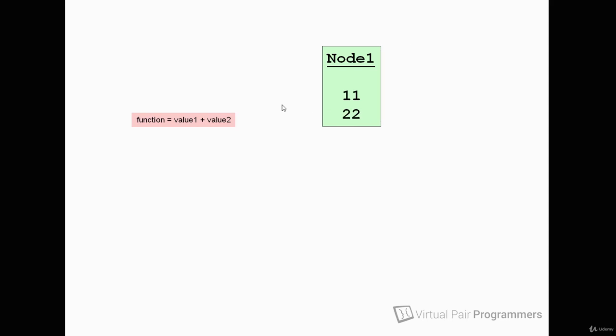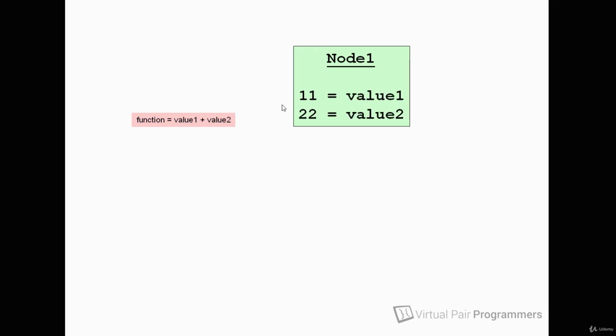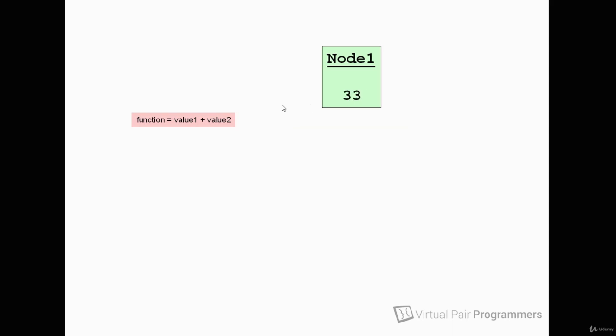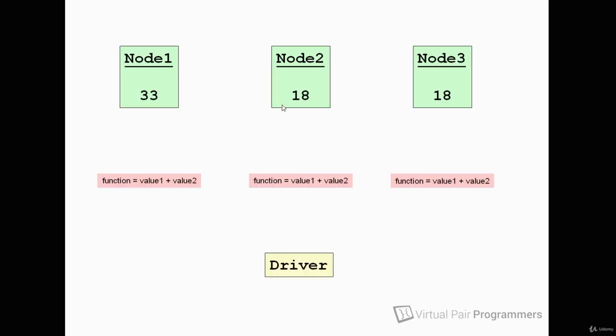Well, because we've only got two values left, then one of them will become value 1, one of them will become value 2. The function is applied, and for this node, we've reduced the problem down to the simple answer of 33. Now, presumably in parallel, the same process will have been happening on node 2 and on node 3. So we happen to have reduced down to the answers 18 on node 2 and 18 on node 3. That's just a coincidence from the random values that I built the caption with.